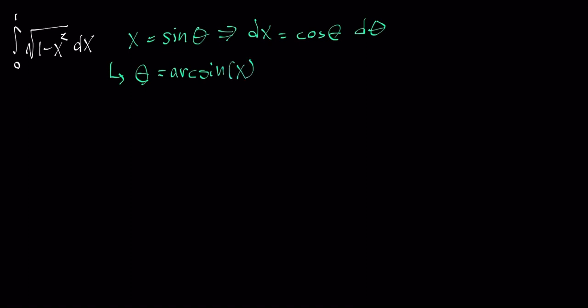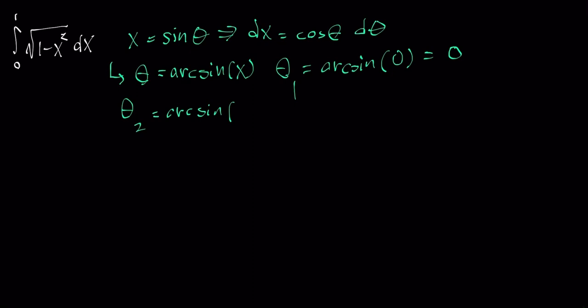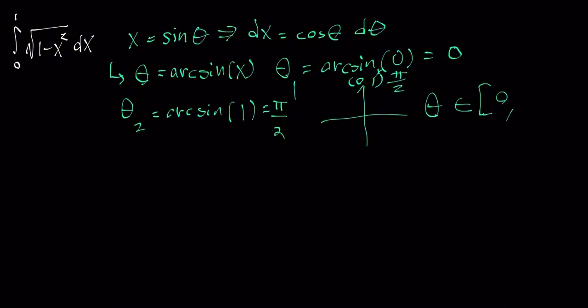Now we can find our new bounds of integration. So theta sub 1 is going to be arc sine of 0, and that's going to be 0. And theta sub 2 is the arc sine of 1. If you look back to the unit circle, here's 0, here's 1, and the angle here is pi over 2. Sine is for the y coordinate, so it's going to be pi over 2. So our new bounds of integration is for theta in the interval 0 to pi over 2. So this is our a and this is our b.